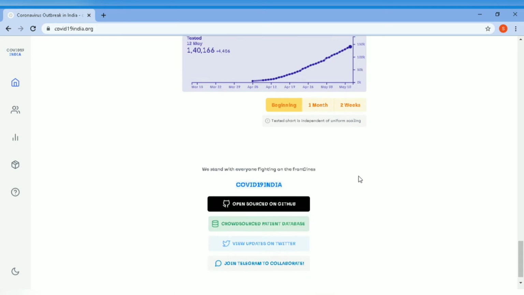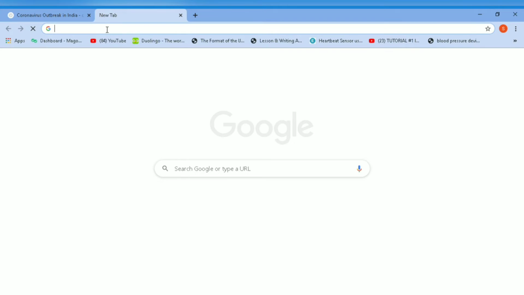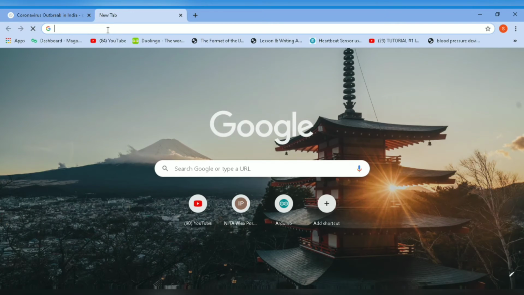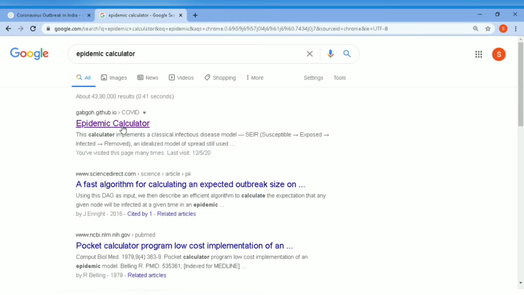But this site will not tell you the way in which a normal guy can predict the coronavirus count. Now let's see how we can do it. Just type in epidemic calculator, right? Follow my cursor. Here you can see the epidemic calculator. Click on it and you will get the first link, then also click on it.